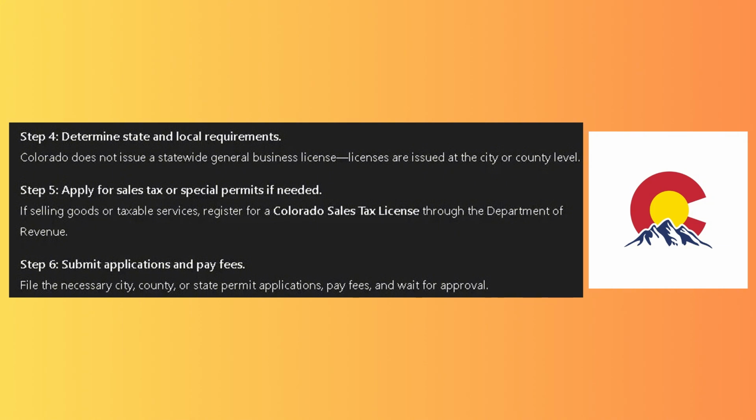If you're selling goods or taxable services, register for the Colorado Sales Tax License through the Department of Revenue. Submit application and pay the fee. File the necessary city, county, and state permits, application fees, and wait for approval.